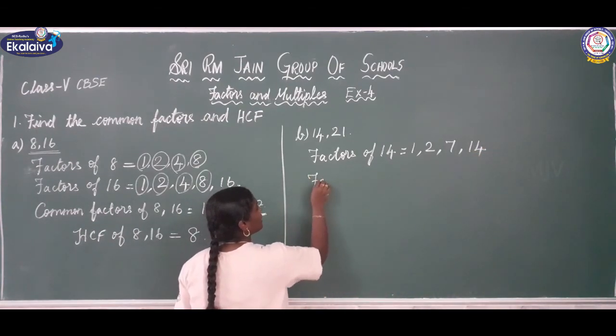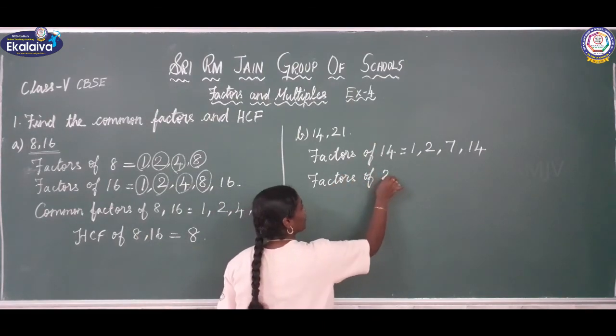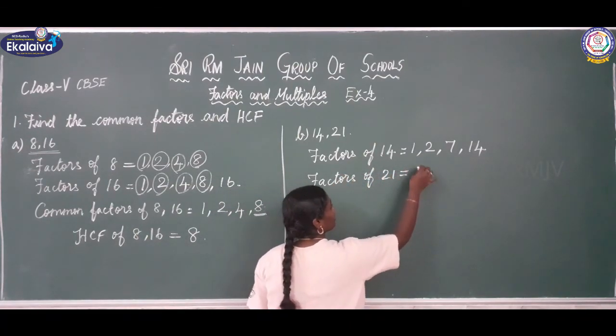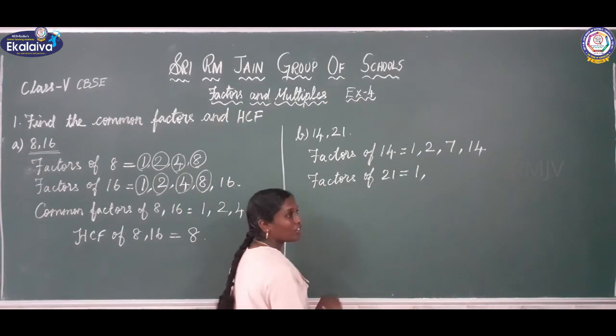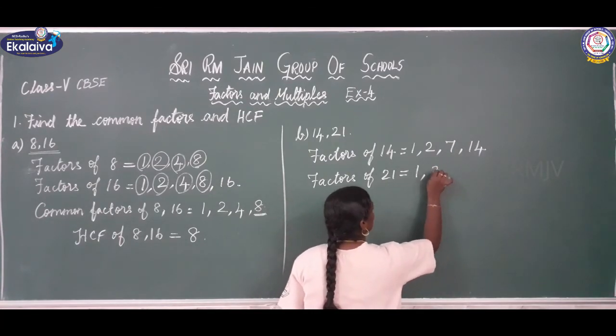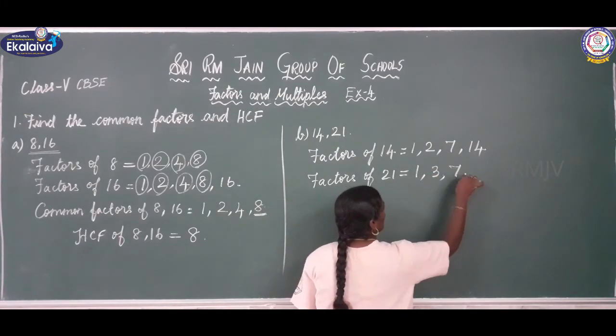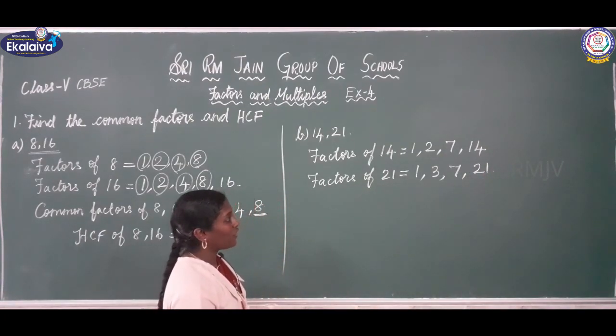Then we have to find the factors of 21. Factors of 21. Here 1 is the factor. Here 21 is an odd number, so 2 is not a factor of 21. Then 3, then 7 and 21. These are the factors of 21.